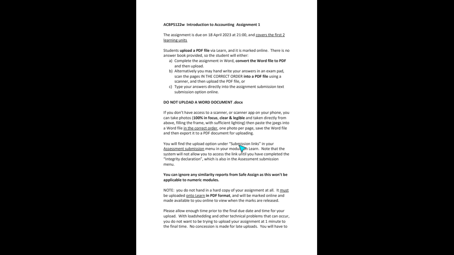You'll get a confirmation, and if you've got that confirmation, everything is good, I'll be able to see your assignment and mark it. Another quick one, any similarity report that you get from Safe Assign, you can ignore that because we don't use that in these numeric modules because your upload is all numbers and tables and calculations, etc.